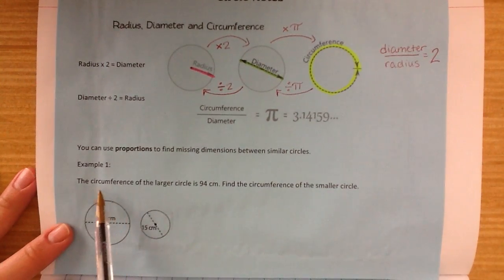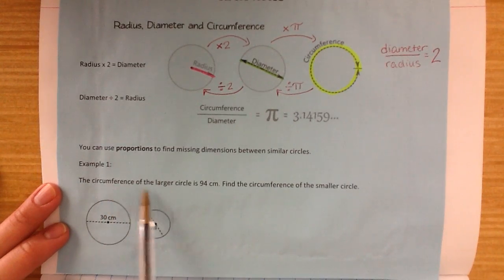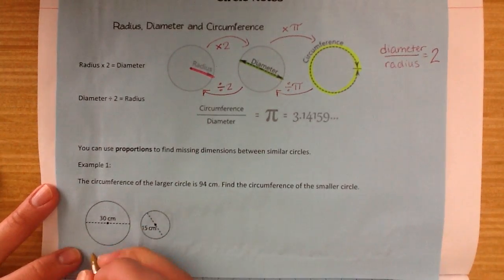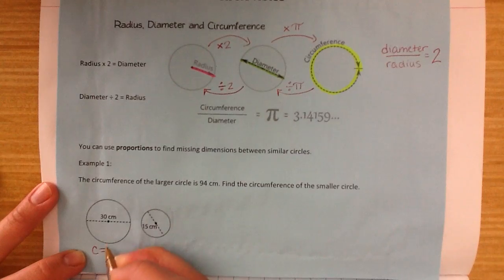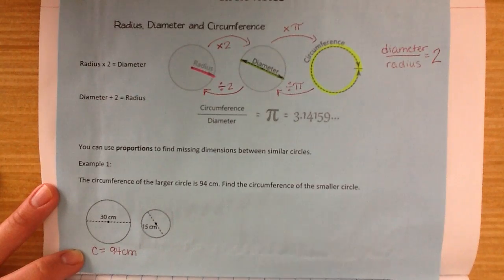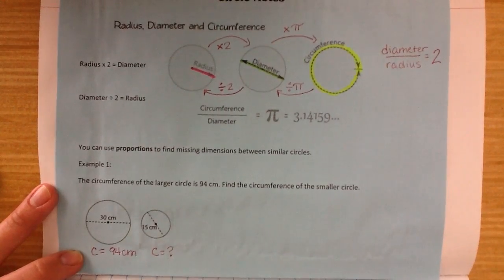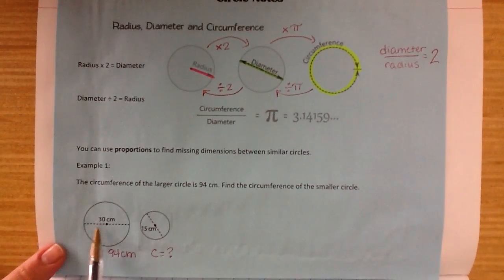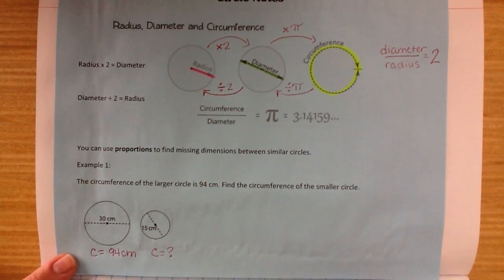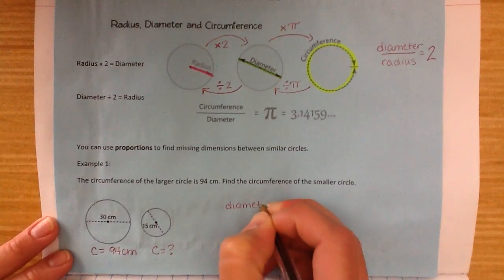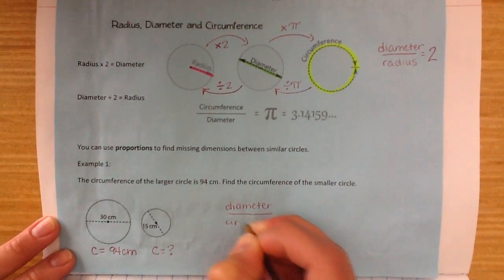So let's read what it says for example 1. The circumference of the larger circle, so right here, is 94 centimeters. Let's write that down. The circumference of the larger circle, that's why I'm writing it underneath it, it's 94 centimeters. Find the circumference of the smaller circle. Okay, so I don't know the circumference of the smaller circle. So let's look at the kind of information that we have here. They give us diameter and they give us circumference. So that's what we're going to use as our labels. Diameter and circumference.